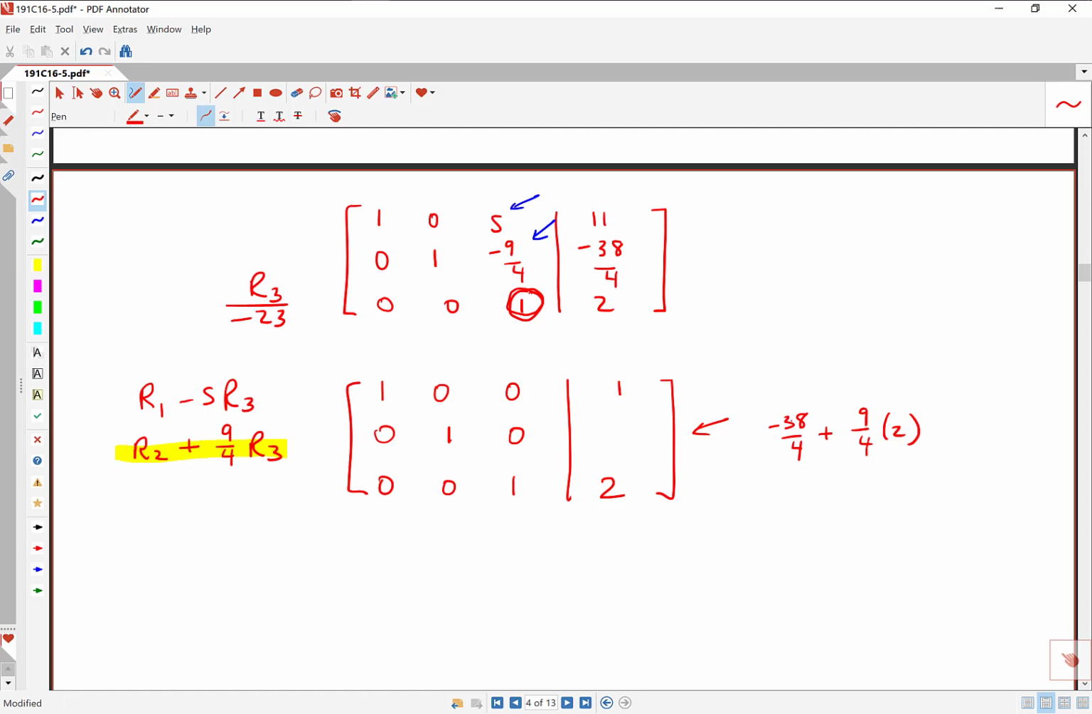Okay, so if we think about how many quarters we've got, negative 38 plus 18 of them. So in other words, this is minus 20 quarters, or we just call that negative 5.